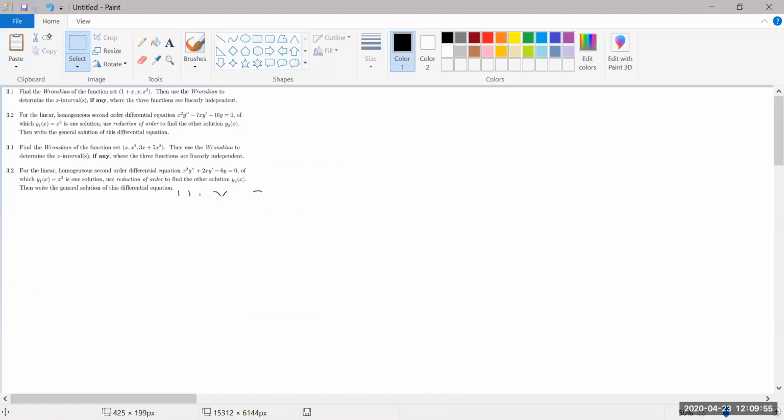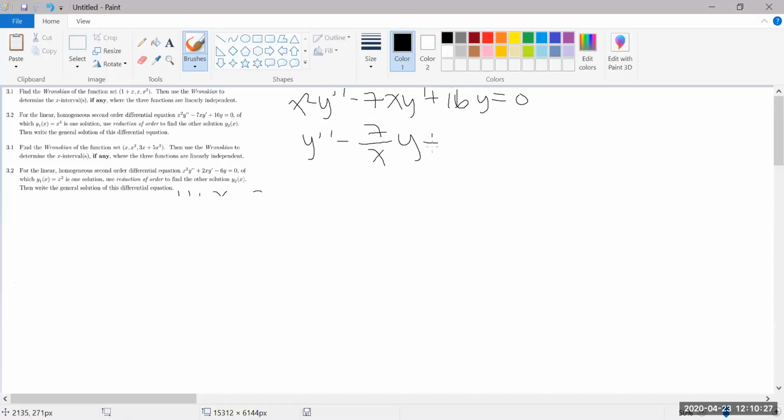Okay, 3.2. We are solving this homogeneous second order equation using reduction of order. So we have x squared y double prime minus 7xy prime plus 16y equals 0. We're going to put it into standard form first, so we get y double prime minus 7 over x y prime plus 16 over x squared y equals 0.